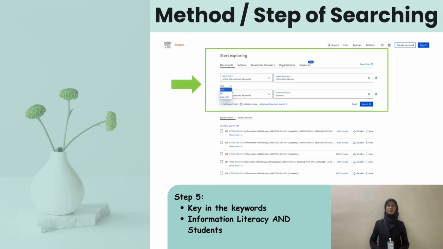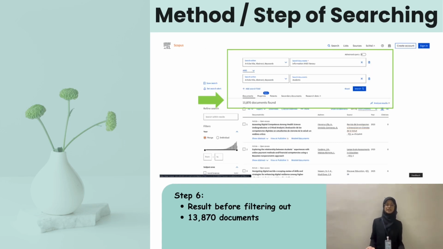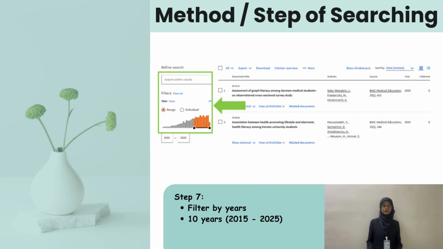The next step, we use advanced search by using AND, which is a Boolean search, to enter our keywords, which are information literacy and students. After we keyed in the keywords, we got the result, but this result is before the filtering process, which is 30,870 documents. Then the next step is we start the filtering process.